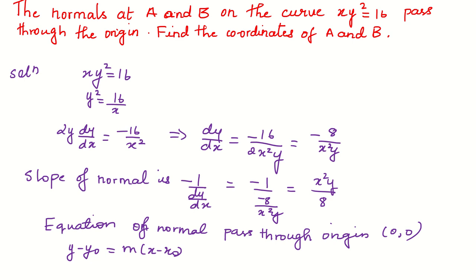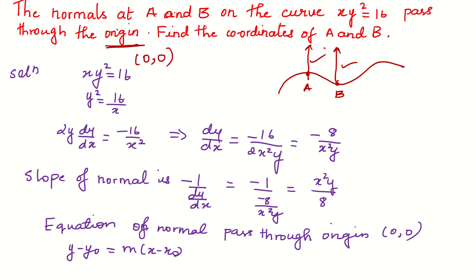Okay, and these are normals, that is there is some curve, there is a point A and B here. Okay, and through that point normals are drawn. And these normals, this and this, they pass through the origin, which is nothing but 0 comma 0. So given this information, let us start. What we always know to do first is find dy by dx. So first we'll differentiate this equation.